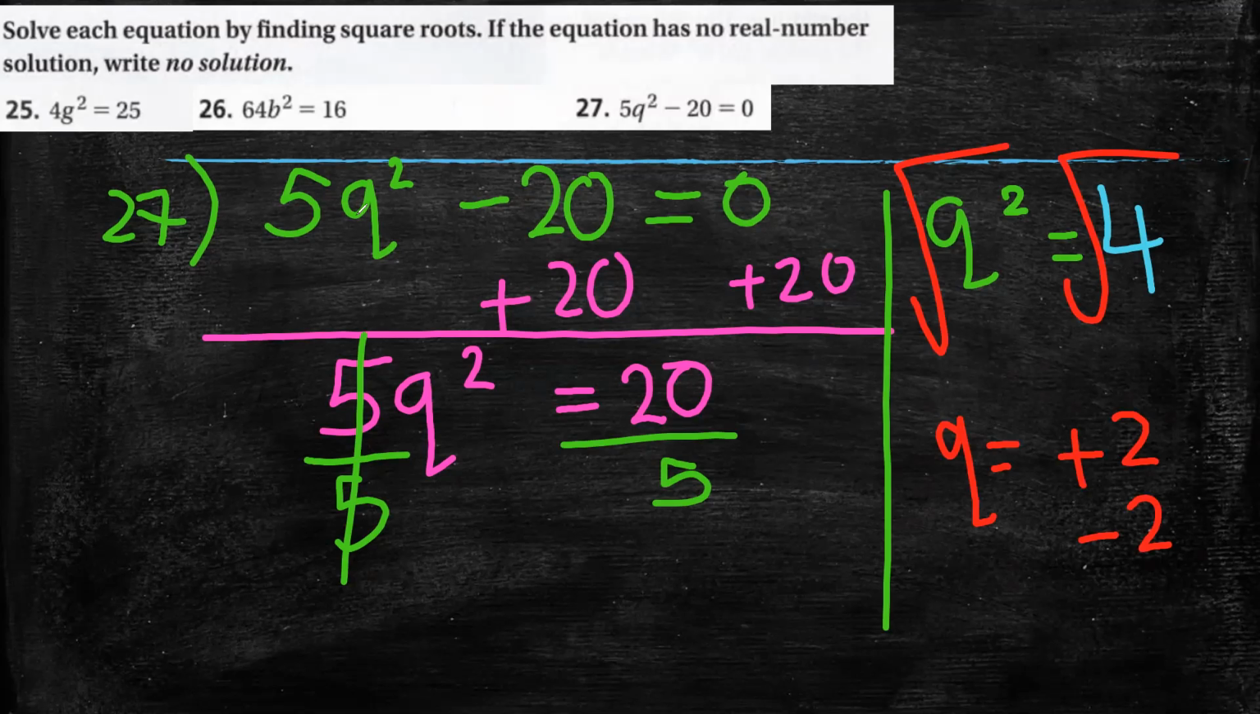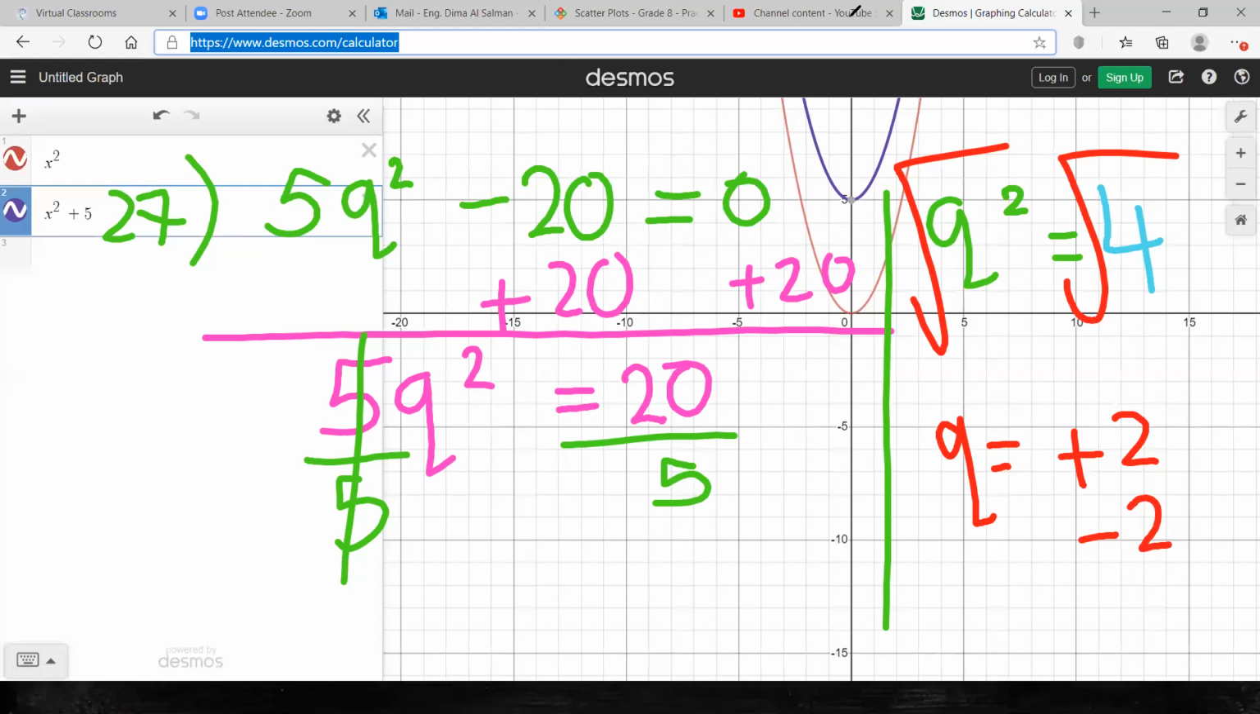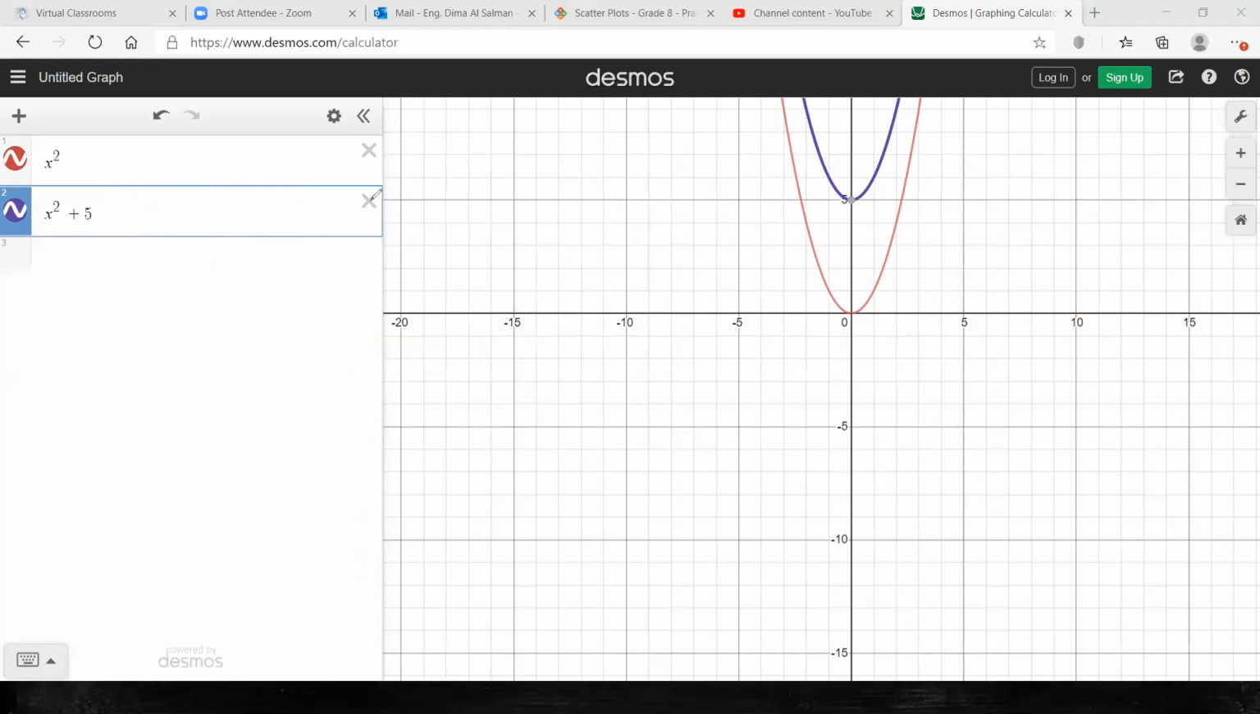Let's give it now to the Desmos calculator. 5q squared minus 25. Okay, don't forget it. Teacher, how 25? It's 20. Sorry, 20.